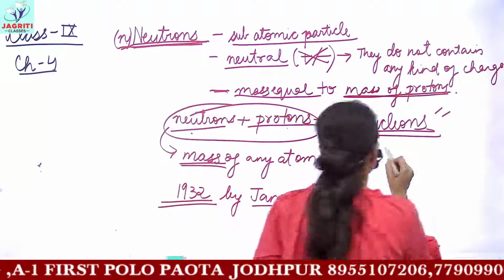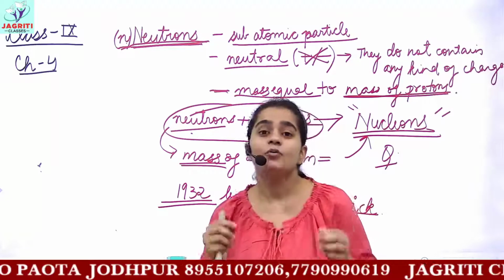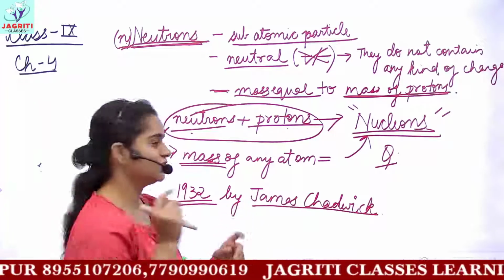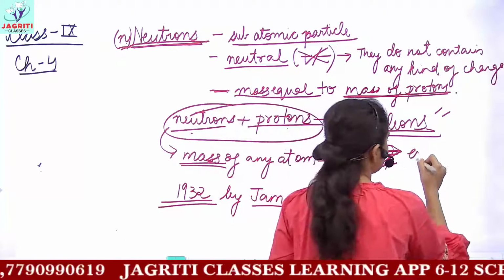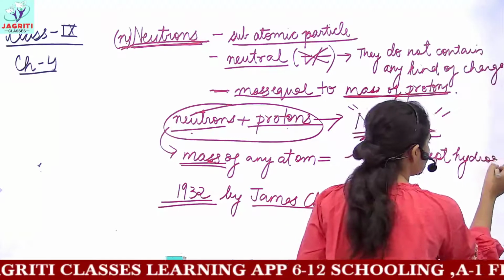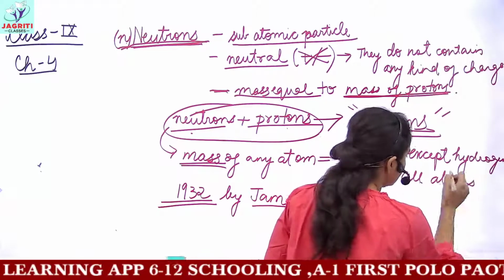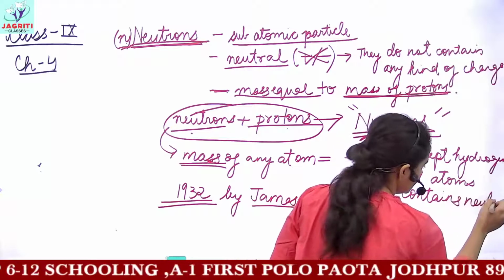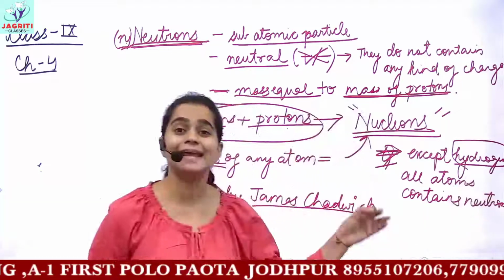Then a question may come, which atom does not contain any neutrons? The answer would be hydrogen. So I'll write here an important point: except hydrogen, all atoms contain neutrons in them. So you have to remember that hydrogen does not contain any kind of neutrons.